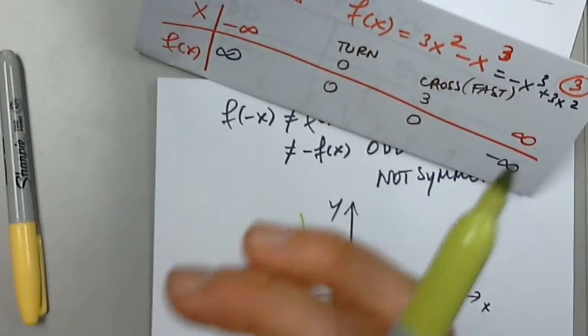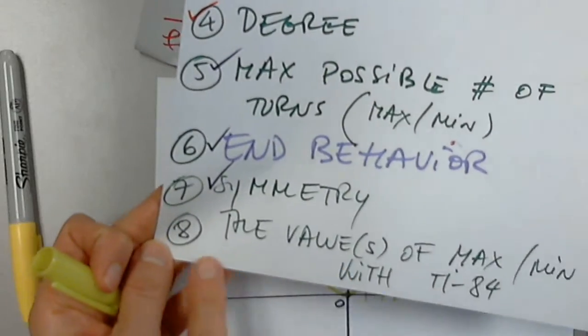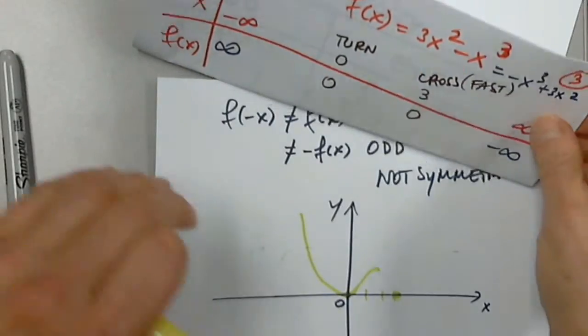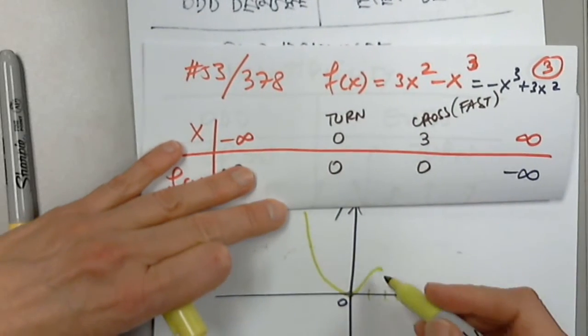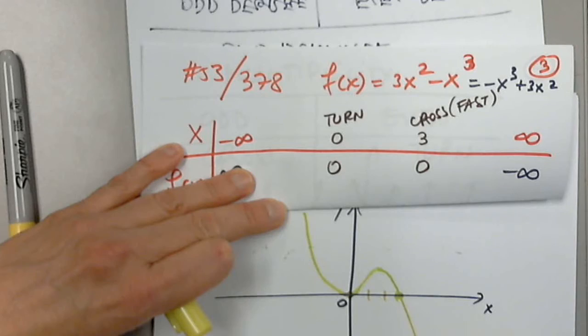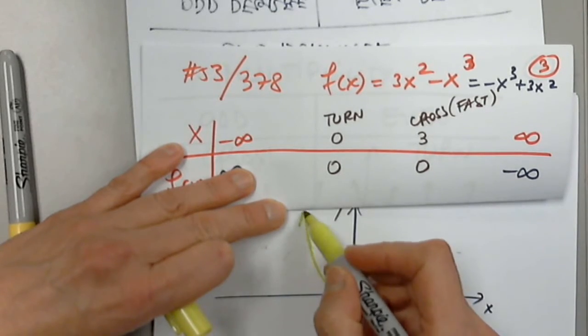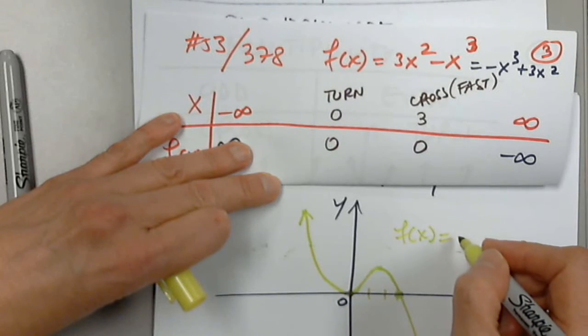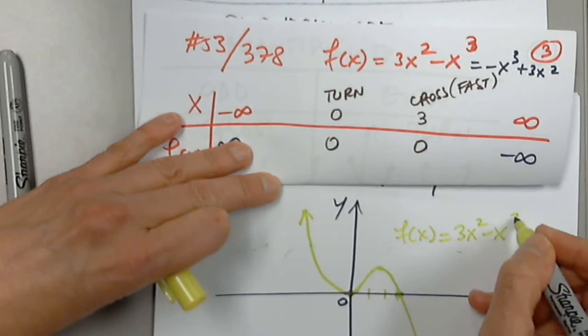That's why I have this final item, number 8. So it must come to a maximum because it has to cross again at 3, 0, and it's going towards negative infinity. So this is the graph of f of x equals 3x squared minus x cubed.